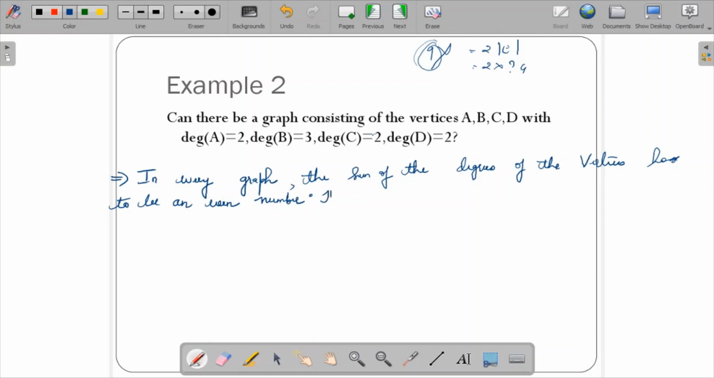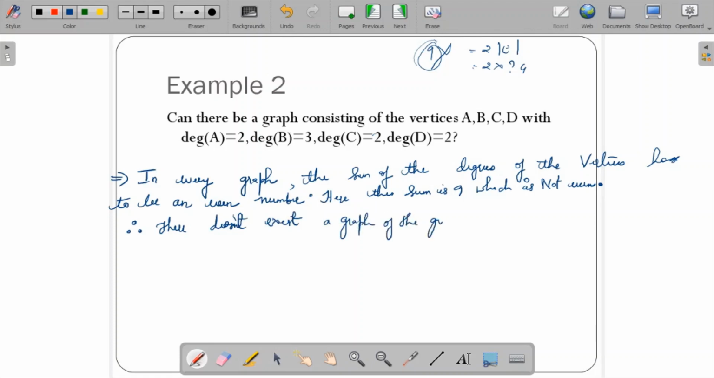Here this sum is 9, which is not even, therefore there does not exist a graph of the given kind. Okay, so this is regarding example 2.